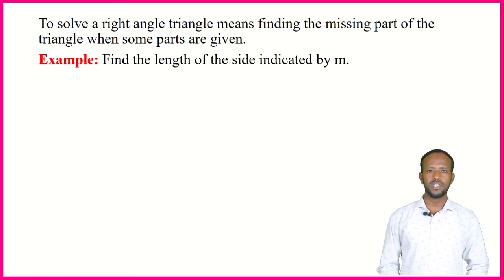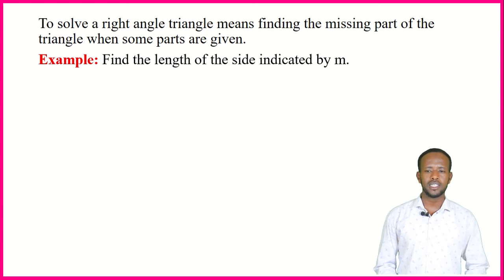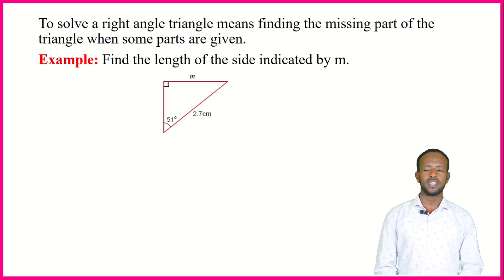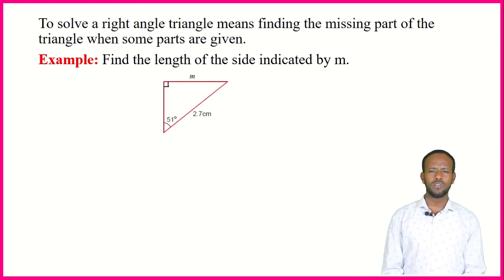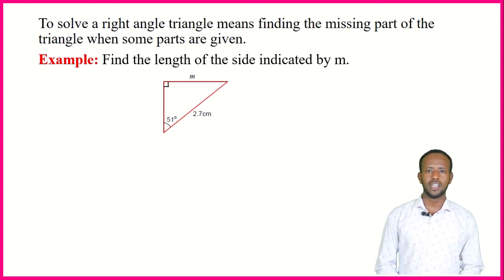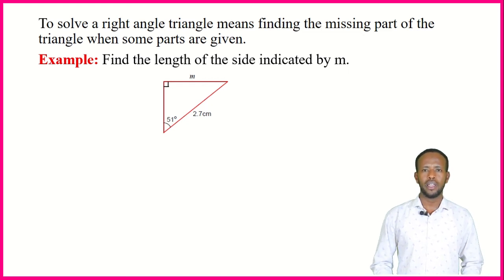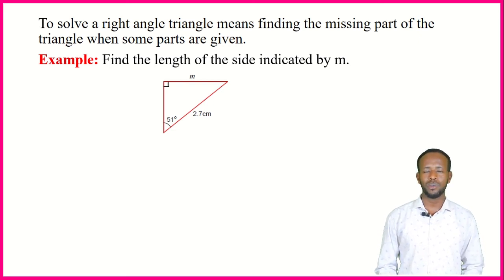Solve this triangle, it means find the missing parts using the given parts. Now let us see this example. Find the length of the side indicated by M. This is the triangle. Do you remember? What type of triangle is it? Okay, it is a right angle triangle. Now we can find it easily by using the ratios of the trigonometric. Also, if it is possible, and if we can find it by using the Pythagoras theorem, we can apply. But here, we don't have the other two sides, therefore we can't use the Pythagoras. So, we'll try to use this one, what?